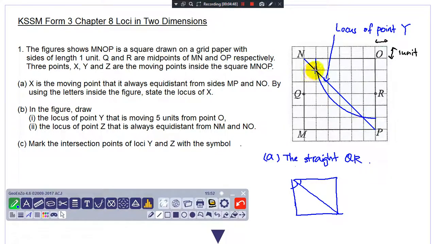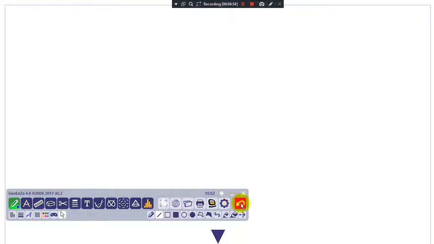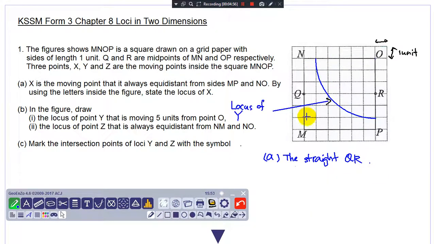Oh, I think I need to label this one. Label the locus Y. Oh, I label this way, looks nicer.